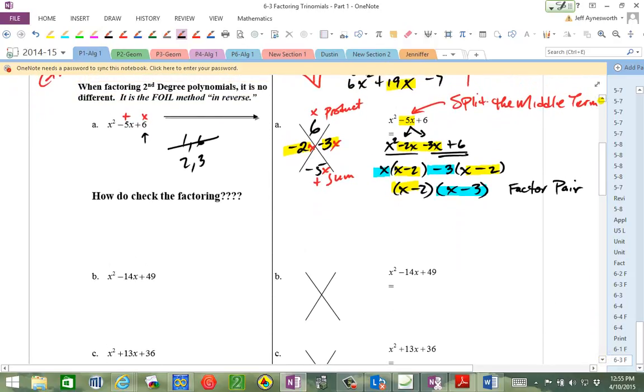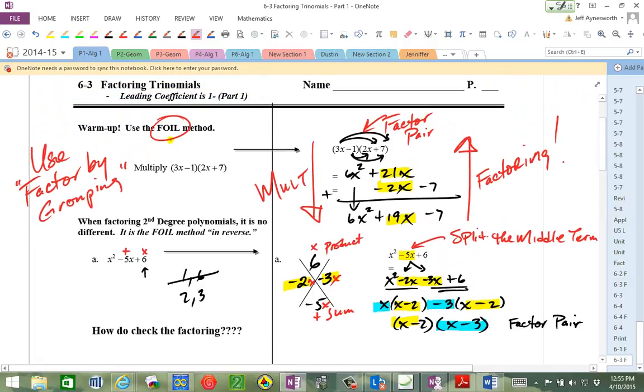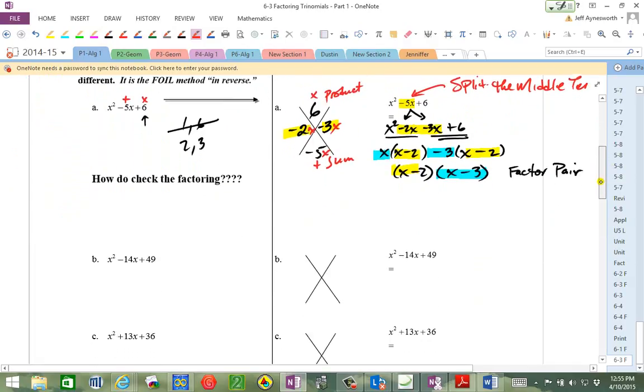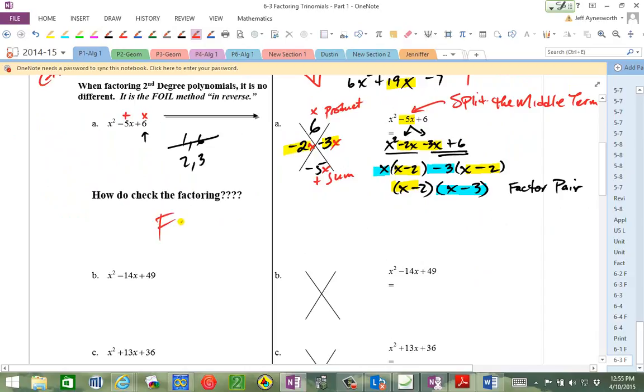But before we do that, let's talk about how we check this. So how do you check the factoring when you're done? How do you multiply binomials? Is what I'm asking you. How do you multiply these binomials to get back to the original polynomial? Well, you know how to do that. You did it in the very beginning, right? It's called the FOIL method. All right, we did that before. So the FOIL method is it.